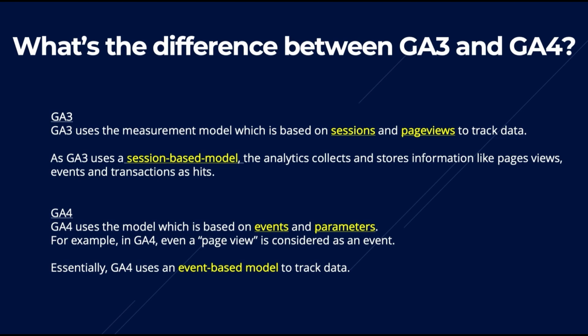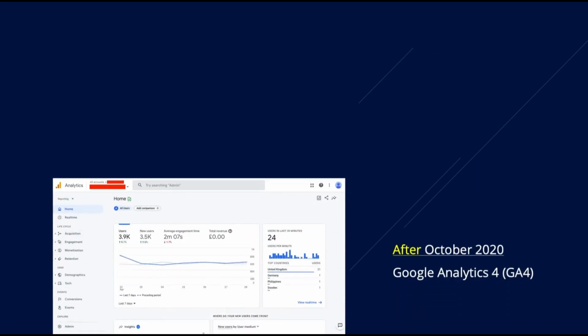And as a result, the reports within each version are going to be different. So you might be wondering, well, why am I telling you all of this information? Well, it's all with good reason, which is any Google Analytics account that was made after October 2020, which is when Google Analytics 4 came out, will automatically be created on the newer Google Analytics 4 version.